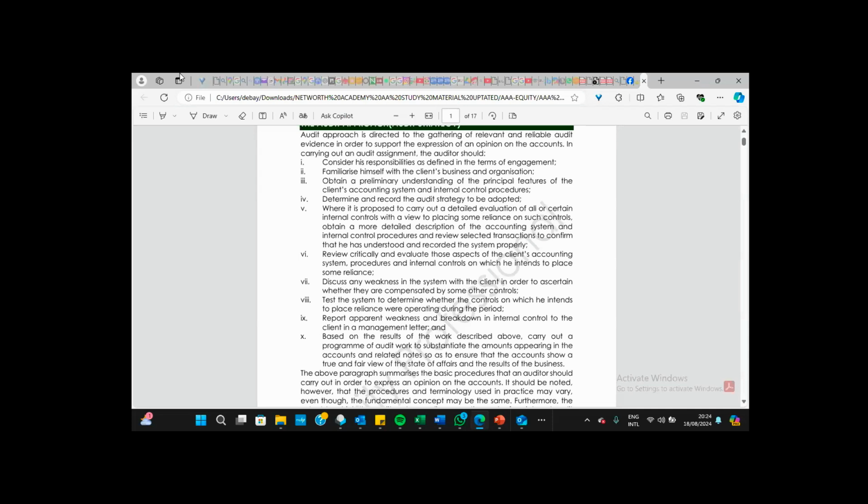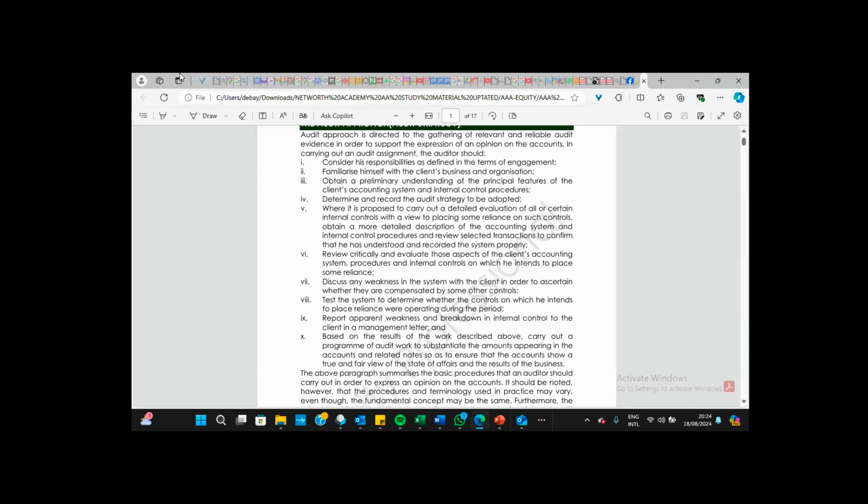Because it's usually addressed to the management. Then why is it called letter of weakness? Because it contains weaknesses in the internal control system. What are some of the weaknesses? Let me give you insights of weaknesses in the internal control system.